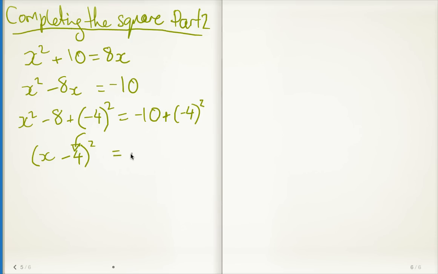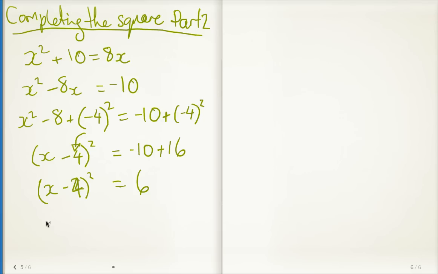Okay, and then this right hand side I can start to evaluate. -4 squared is 16, so it's plus 16. Let me just write it out. Oops, sorry, that's a 4 squared. Okay, -10 plus 16 gives me 6. So now I can start to solve it for x.